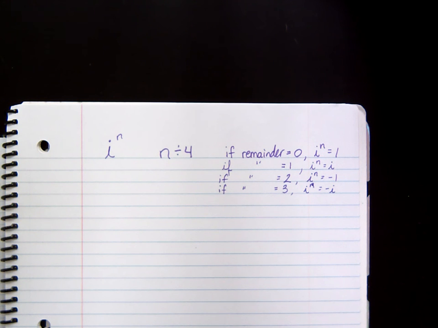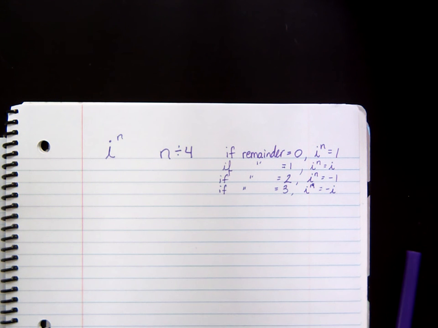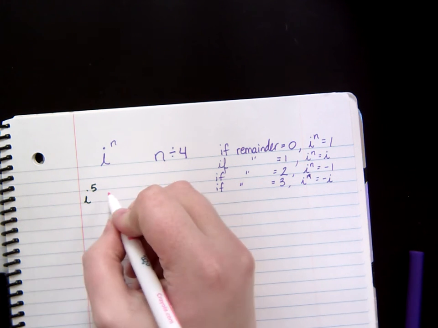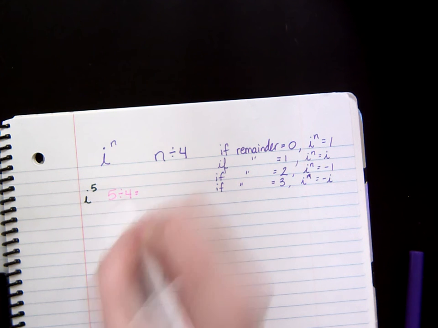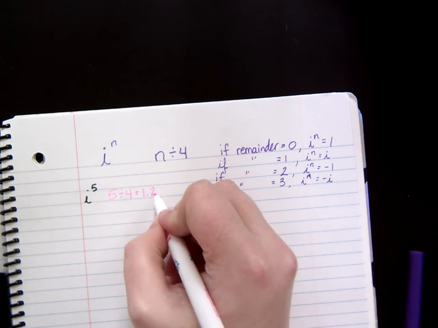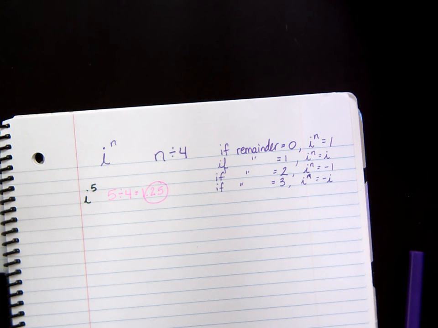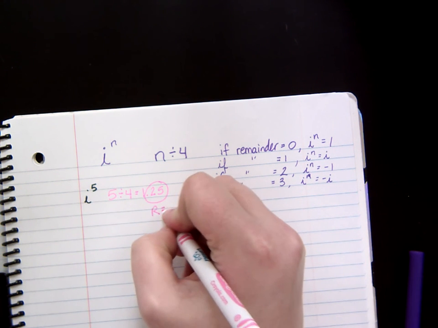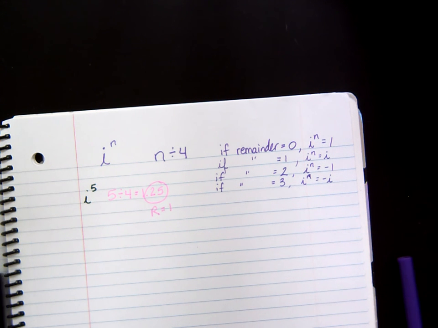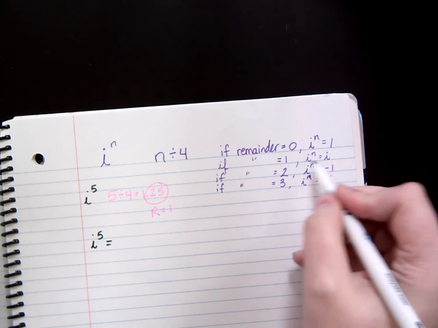So let me give you a couple of examples. Let's take i to the 5th power. To solve, what I'm going to do is take the 5 and divide it by 4. 5 divided by 4 gives me 1.25. What I do is look at the decimal, and I think of quarters. 25 cents, that's 1 quarter. Therefore, the remainder is 1. The remainder being 1 means that i to the 5th is equal to i.